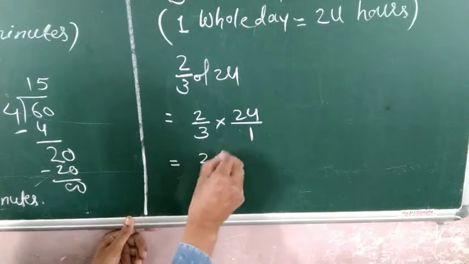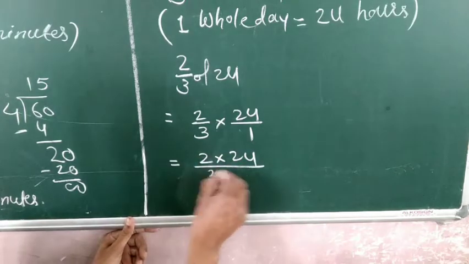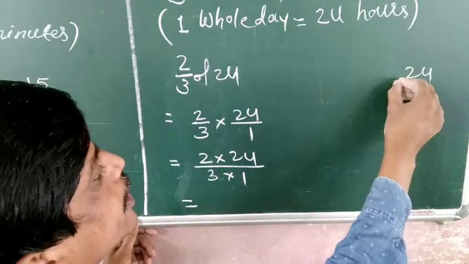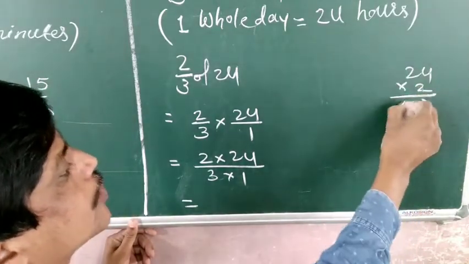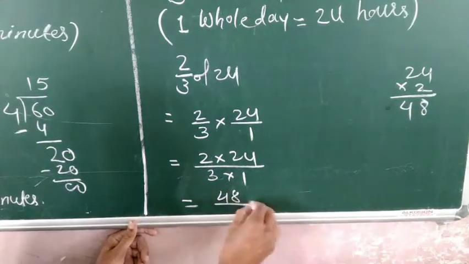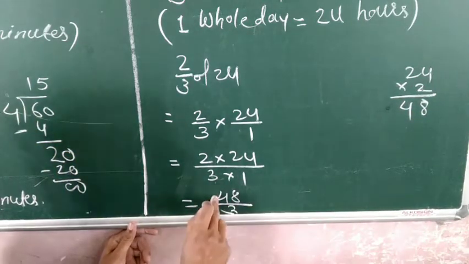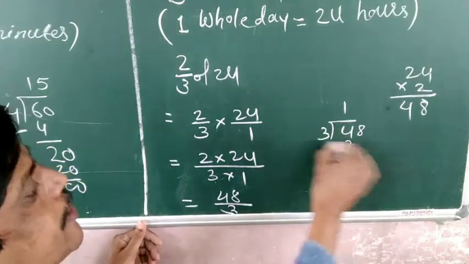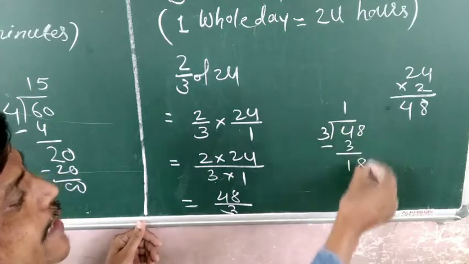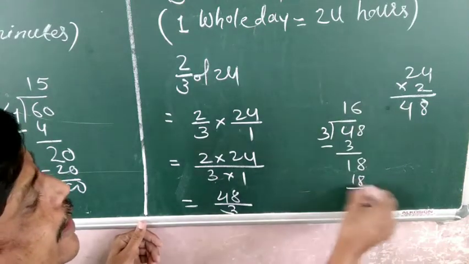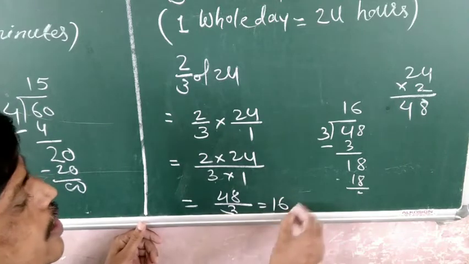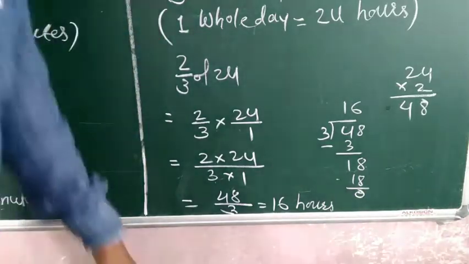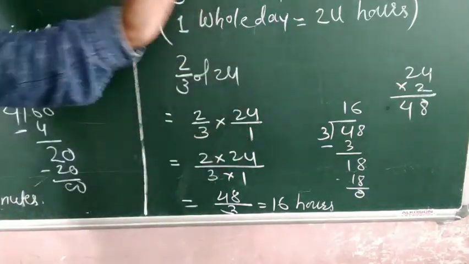Now it is 2 into 24. And see, it is 3 into 1. 2 into 24: 2 fours are 8, 2 twos are 4, it is 48. And 3 ones are 3. Now it is 48 by 3. Now we have to divide here, 48 by 3. 3 ones are 3, 4 minus 3 is 1, and 8. 3 sixes are 18. So it is 16. So what is this 16? 16 hours. 16 hours is 2 by 3 of a day.